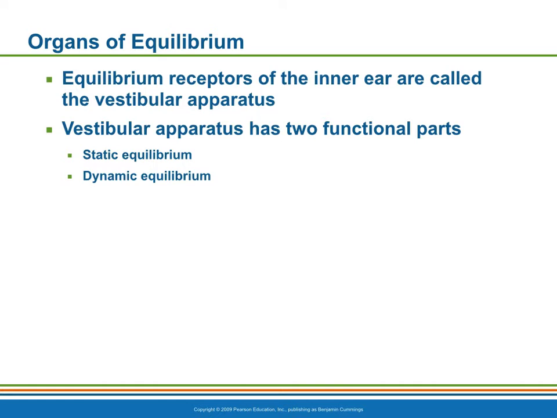The equilibrium receptors of the inner ear, collectively called the vestibular apparatus, can be divided into two functional arms. One responsible for monitoring static equilibrium, and the other involved with dynamic equilibrium.